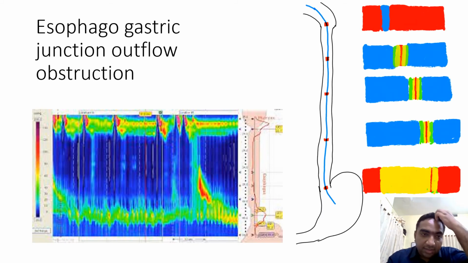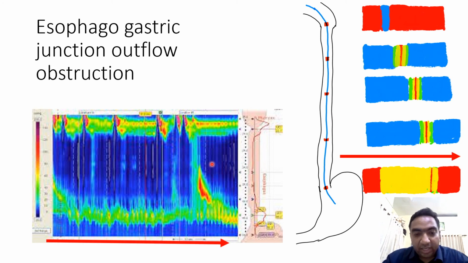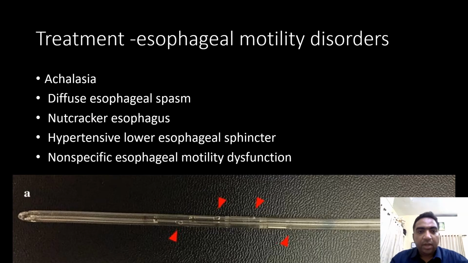Okay. How will this esophagogastric outflow obstruction appear in the esophagogram, in the manometry? Here we can see that there is normal peristalsis. The lower esophageal sphincter is not relaxing. There is normal peristalsis, but the lower esophageal sphincter is not properly relaxing. So that is esophagogastric outflow obstruction.